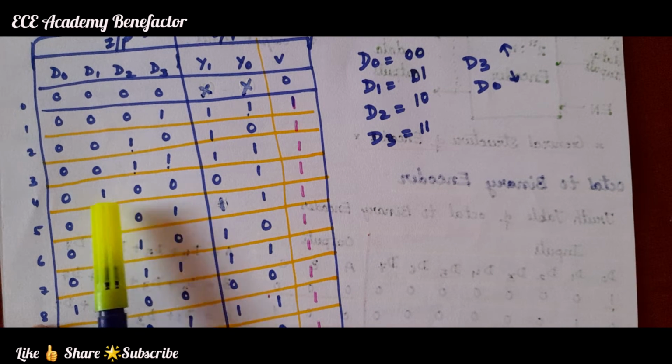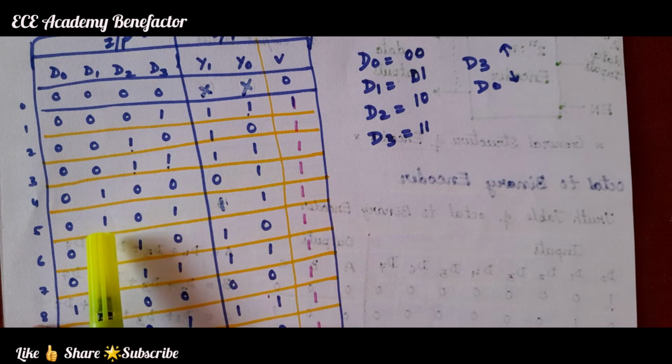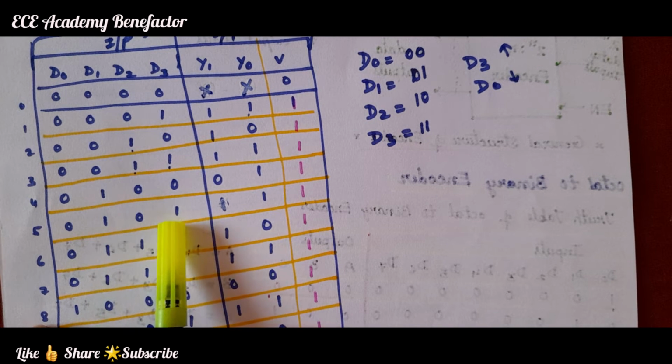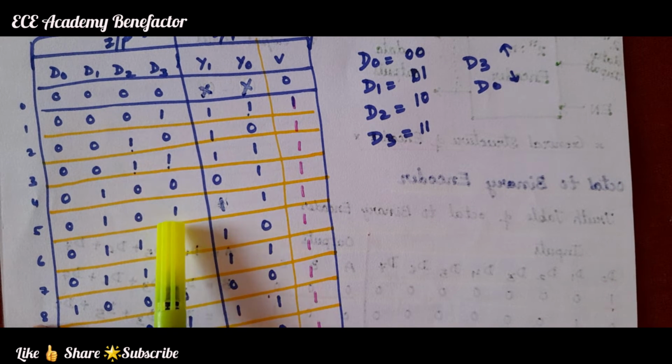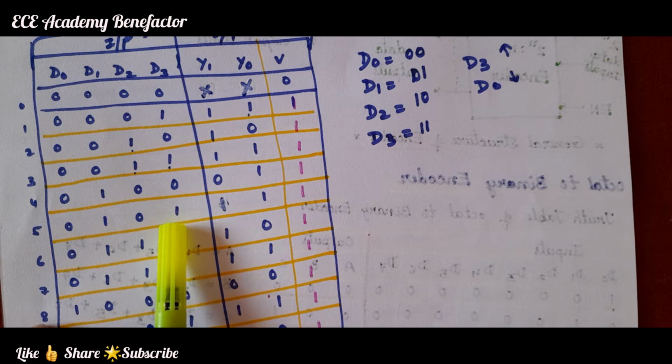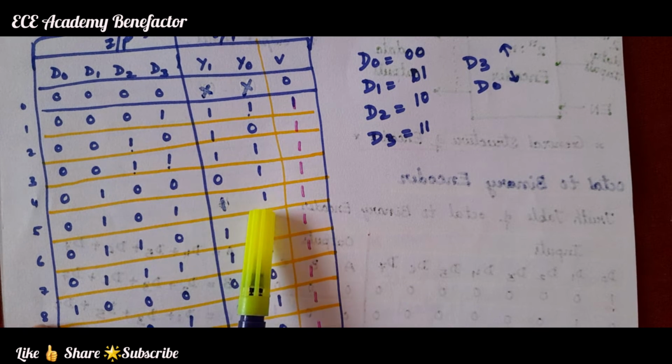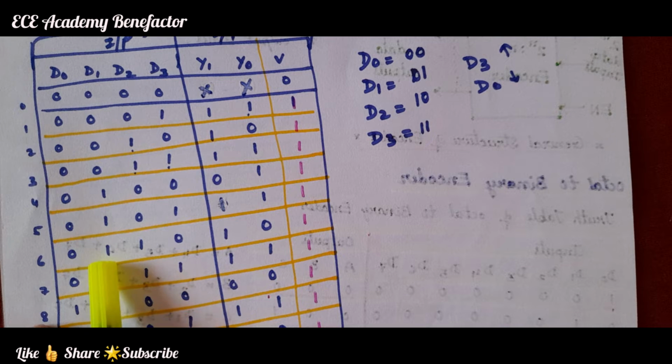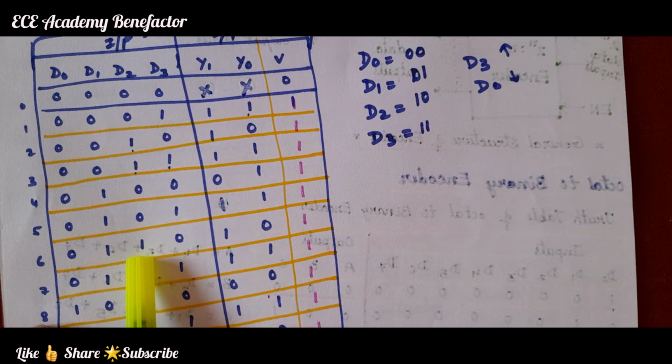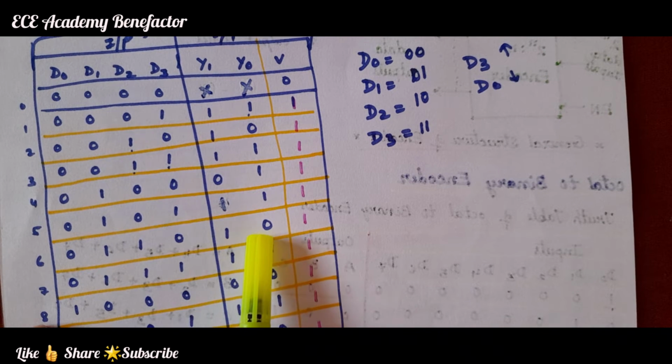D1 is high, so the output is 0 1. Here D1 and D3 are high, so D3 has the highest priority, so the output will be 1 1. Now here D1 and D2 are both high. D2 has the highest priority compared to D1, so D2 being high means the output will be 1 0.